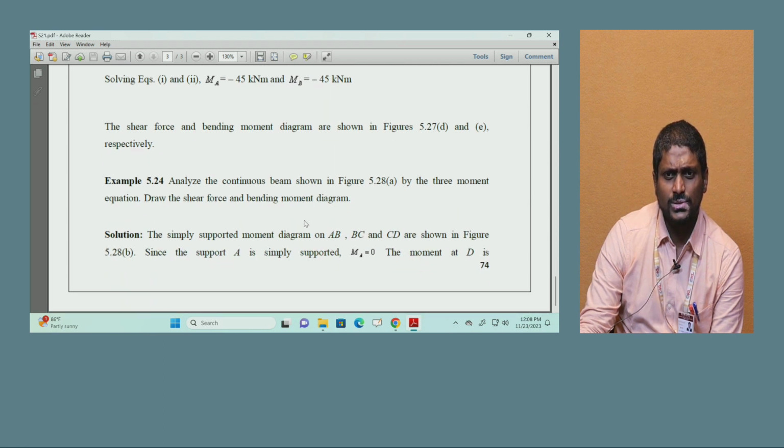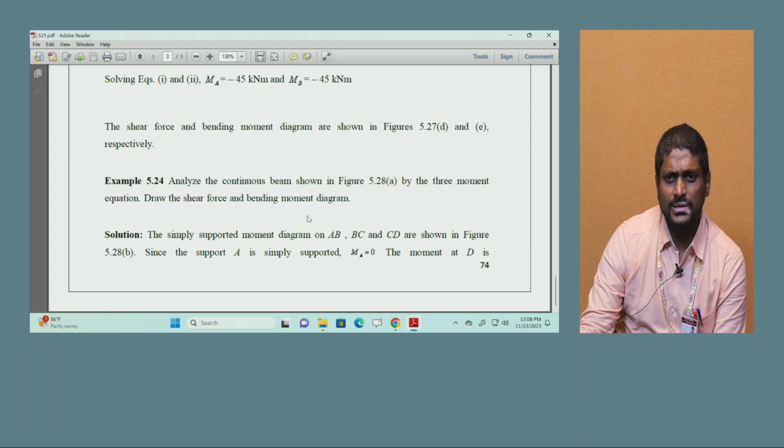Next, analyze the continuous beam by the three moment equation. Draw the shear force and bending moment diagram. The simply supported moment diagrams on AB, BC and CD are shown in the figure. Since the support A is simply supported, MA equals 0, and the moment at D is applied like this.